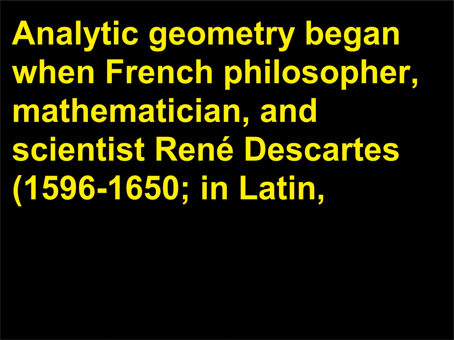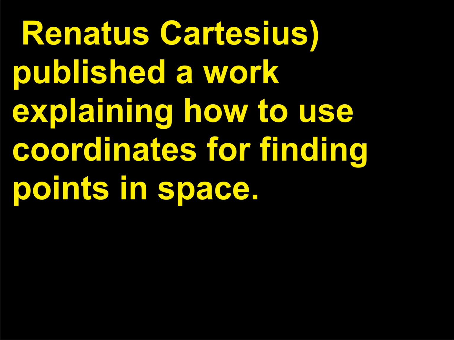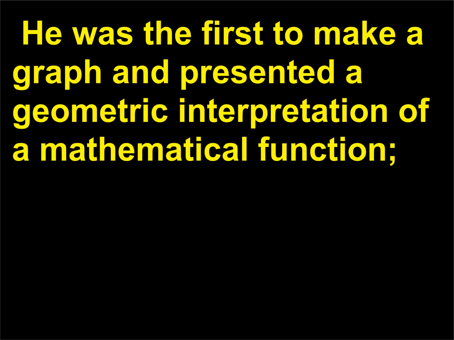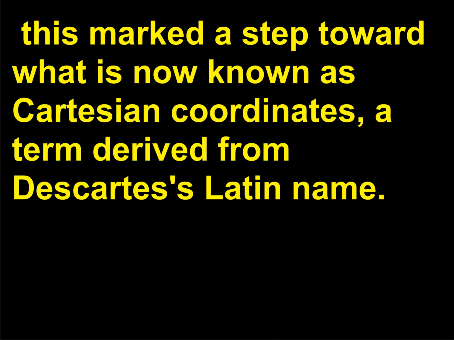Analytic geometry began when French philosopher, mathematician, and scientist René Descartes, 1596–1650, in Latin, René Descartes, published a work explaining how to use coordinates for finding points in space. He was the first to make a graph and presented a geometric interpretation of a mathematical function. This marked a step toward what is now known as Cartesian coordinates, a term derived from Descartes' Latin name.